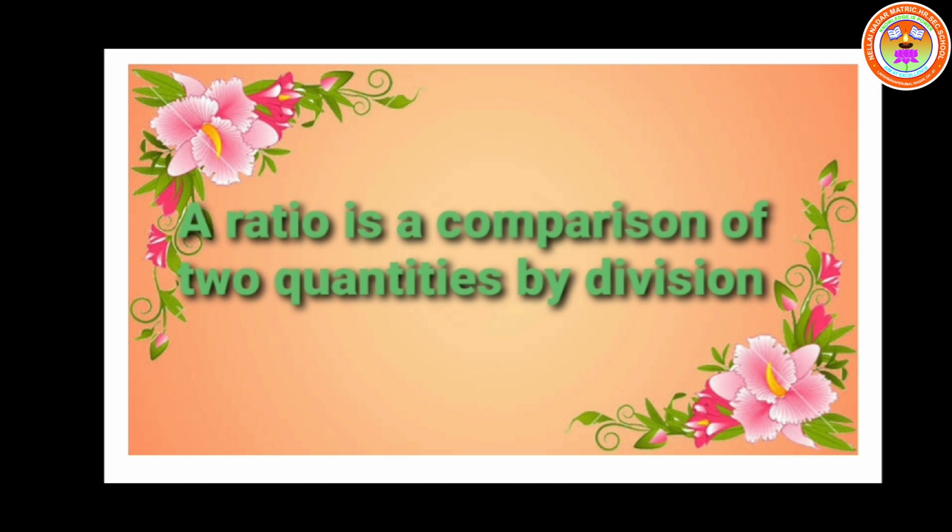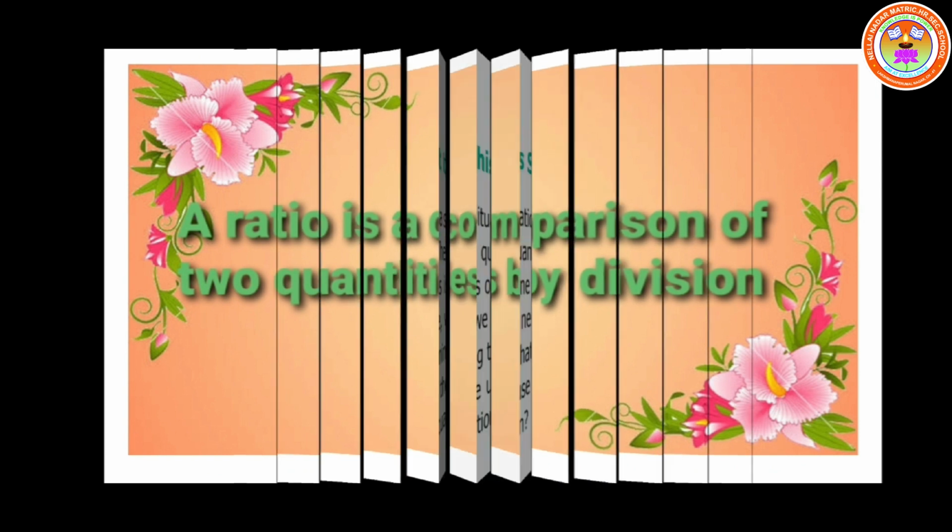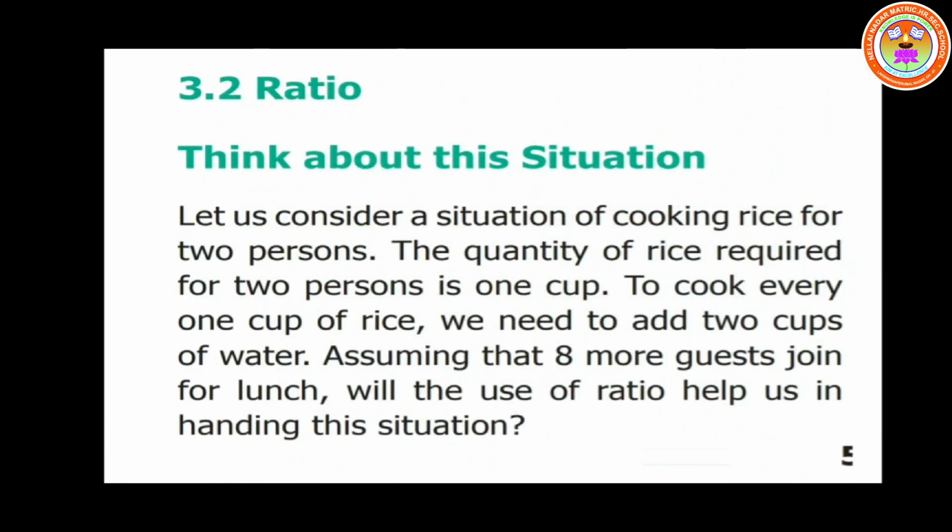What is ratio, children? A ratio is a comparison of two quantities by division. In the simple word you can say like this. A ratio is a comparison of two quantities by division. Now let us see some situation based on ratio.